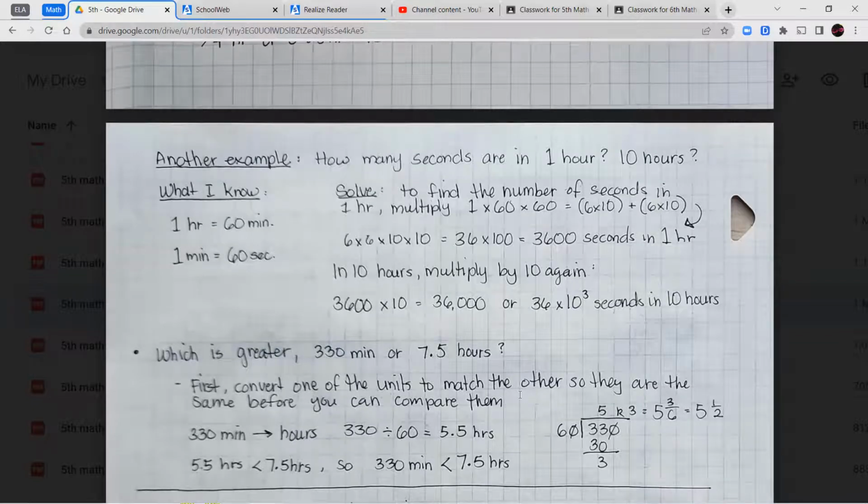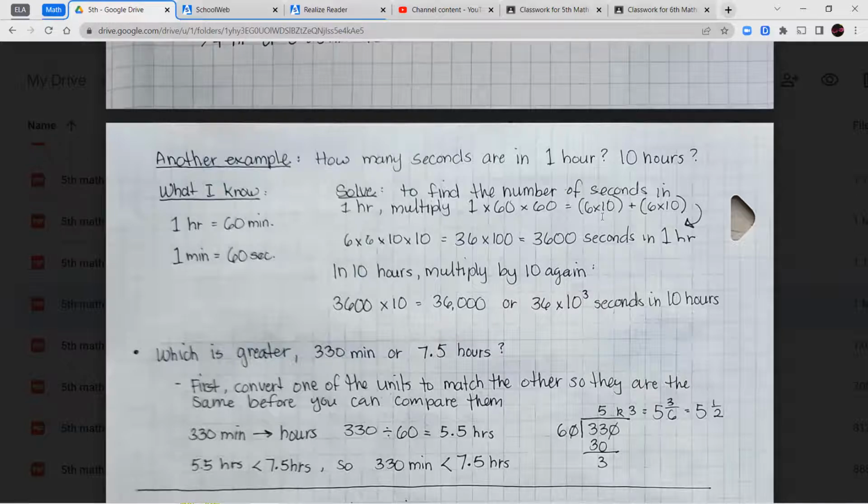How many seconds are in 1 hour and then in 10 hours? So I want to stop and figure out what I know. I know 1 hour is 60 minutes, and I know that 1 minute is 60 seconds. So knowing that, to find the number of seconds in 1 hour, I'm going to multiply my 1 hour, so my 1, times 60 minutes times 60 seconds. Now I can distribute this. I don't need the 1 because I know 1 times anything stays the same, so I can drop that.